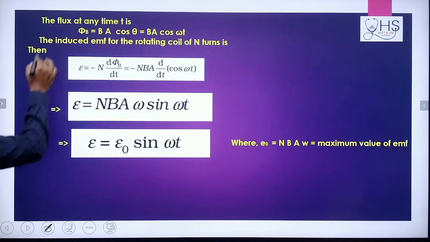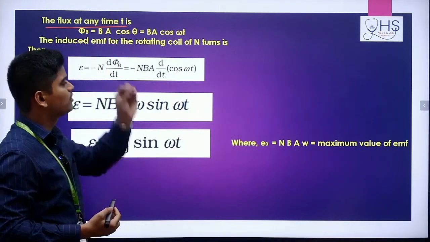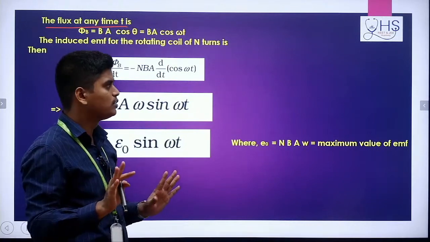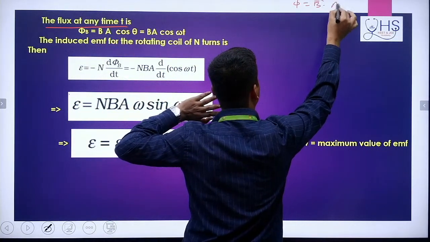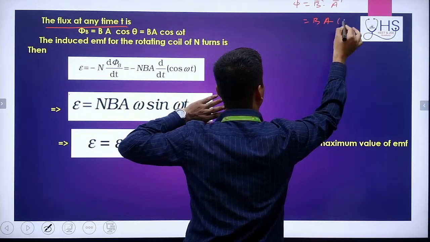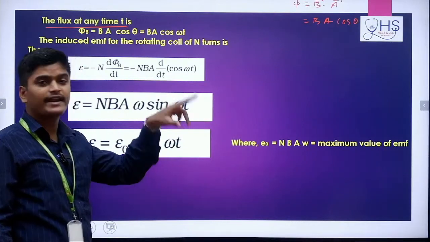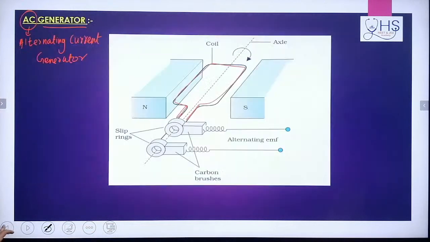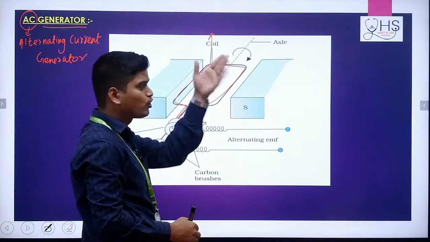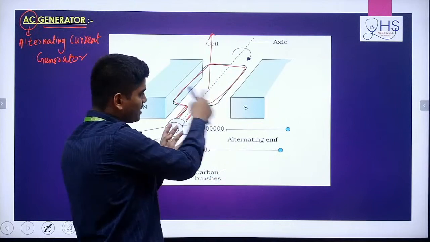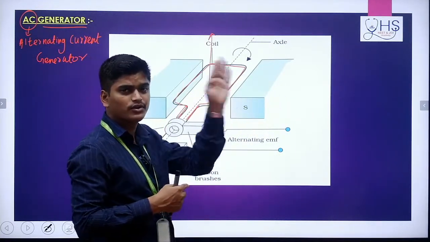Now the flux at any time t is what basically? Flux equals BA cos theta. This one you already know, because magnetic flux is B dot A, or basically you can write BA cos theta, and theta is the angle between B and A, the magnetic field and area vector. Now in this situation, where is the area vector? The area vector is perpendicular like this. When it rotates, this area vector also will rotate, and the magnetic field is in a constant direction. But the area vector will rotate, so what will happen? Definitely there will be an angle between what?